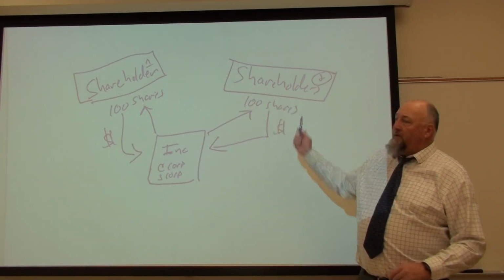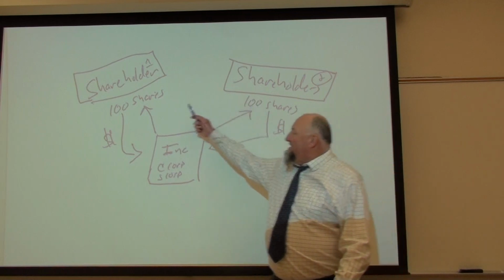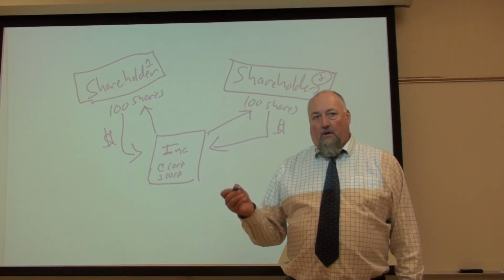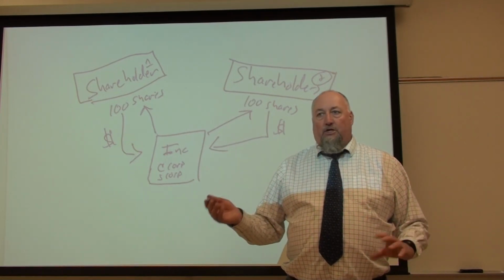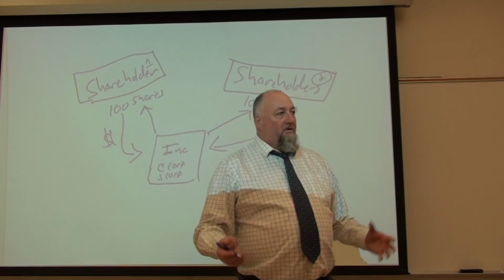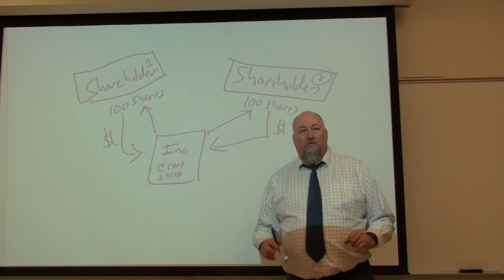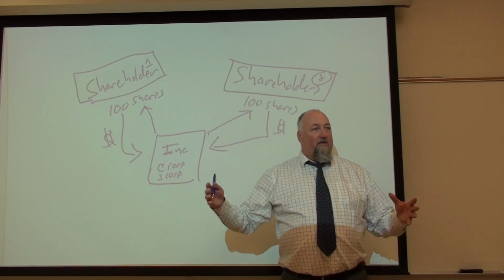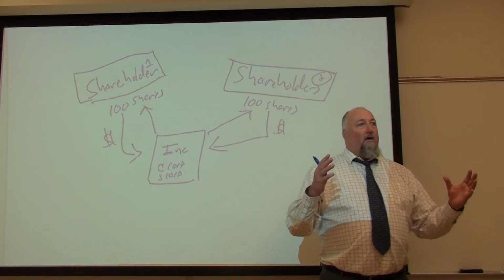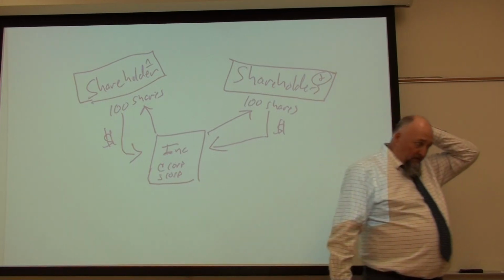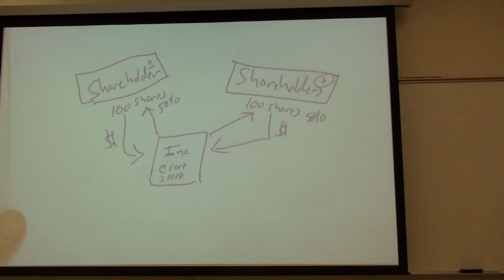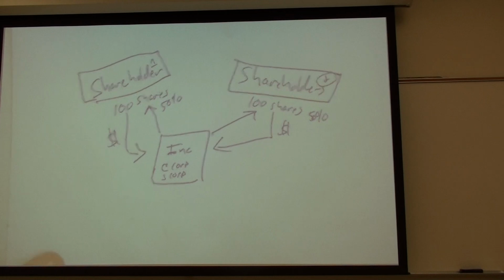So the shareholders are the owners. Their percentage of ownership will depend on the number of shares that they hold compared to how many shares are outstanding. So in a small business like this, we have two owners. Each has 100 shares, so that's 200 shares of total outstanding stock. So they would each be a 50% owner, right?